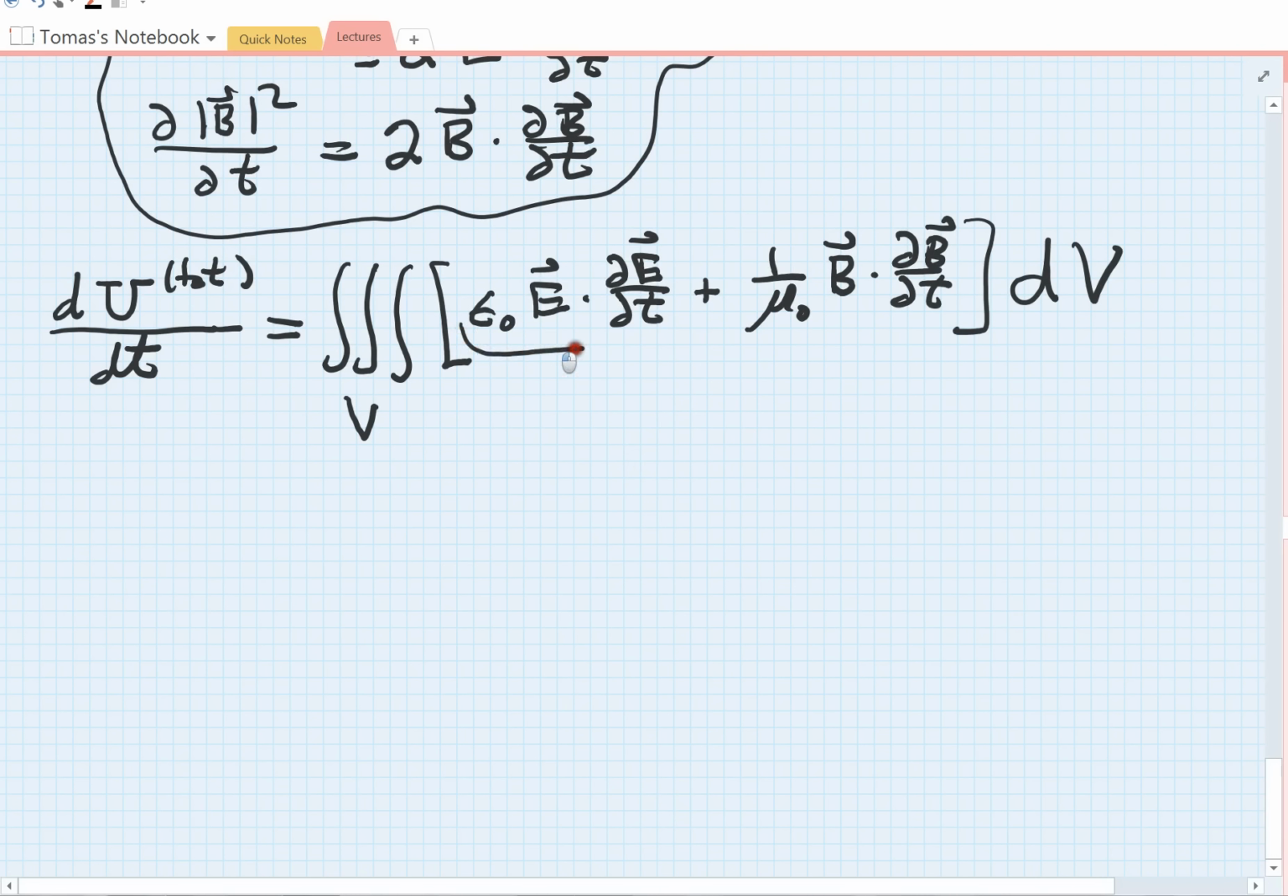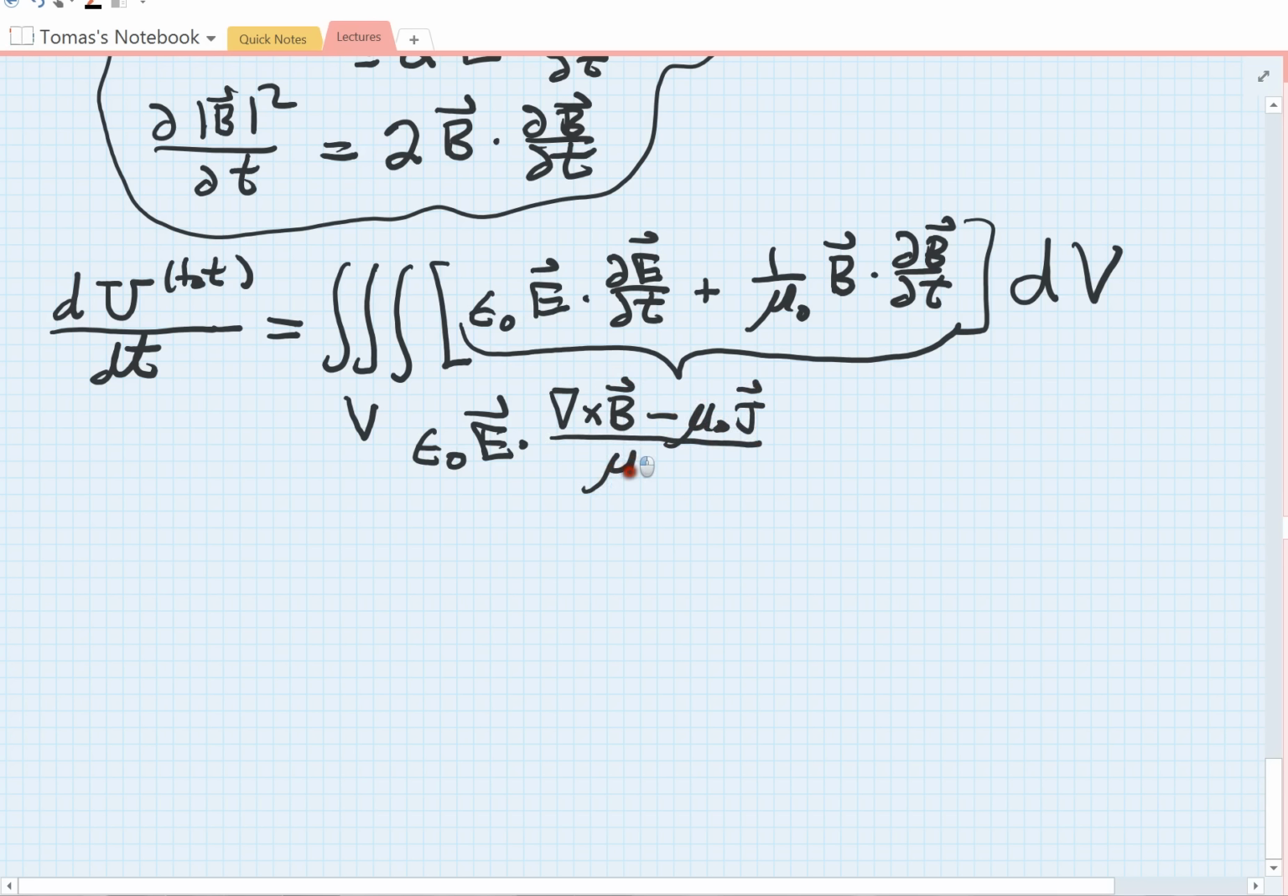So let me just talk about our integrand here. The first term, as we just said, becomes epsilon naught times the electric field dotted with the time derivative of E. And we just showed that that would have to be the curl of the magnetic field minus mu naught J, all divided by mu naught epsilon naught. And that replacement is coming to us from, of course, this fourth Maxwell's equation. I can call it M4.